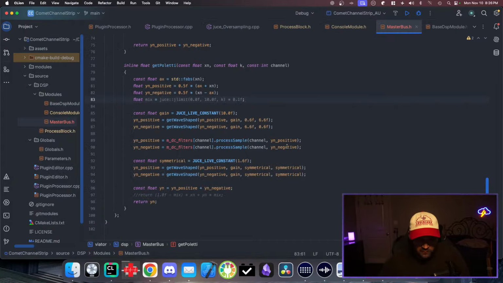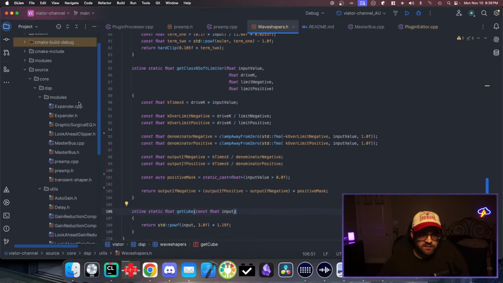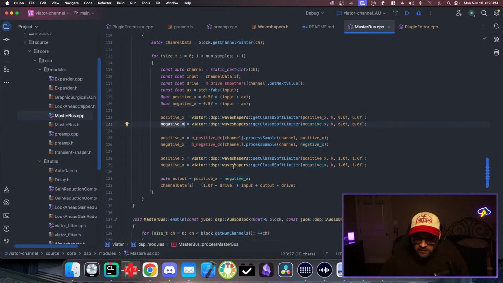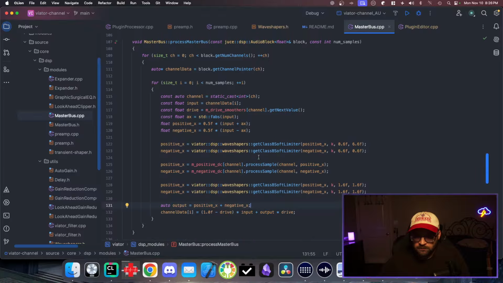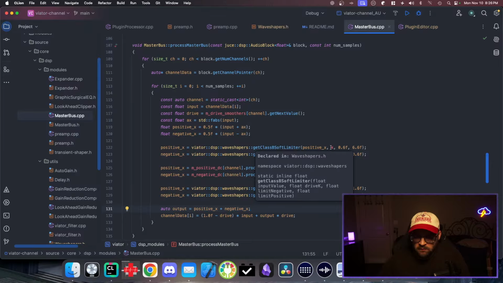Let's just look over the code one more time and make sure. Let me also look at that other project real quick. So I got the master bus. Did I do anything, any kind of multiplier or anything? Nope. Just positive plus negative. Okay. Where's K?